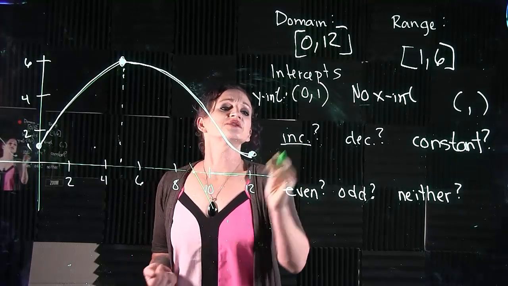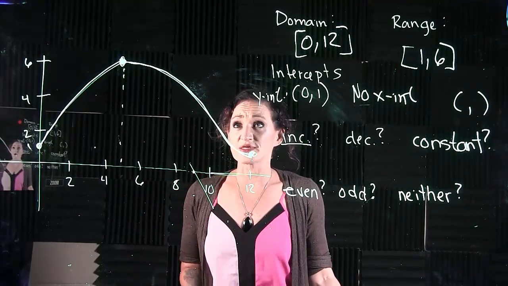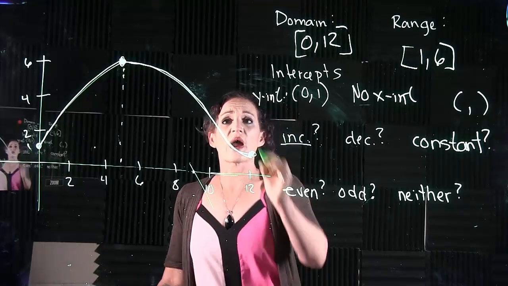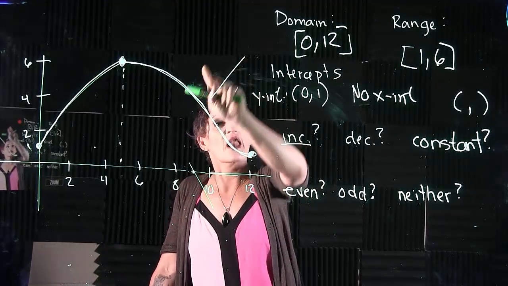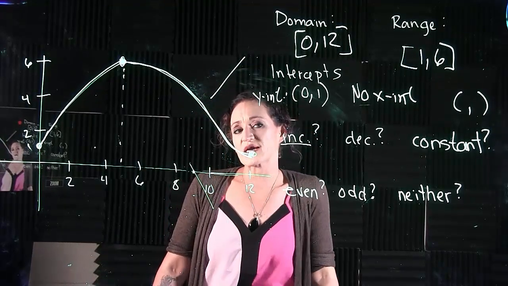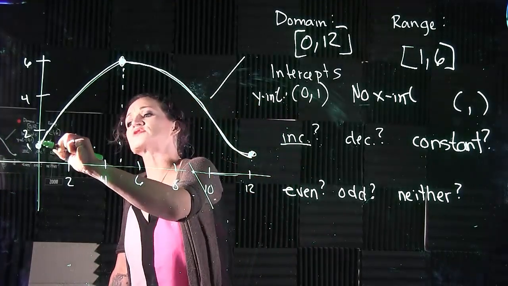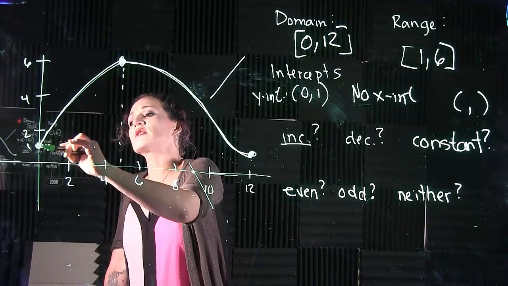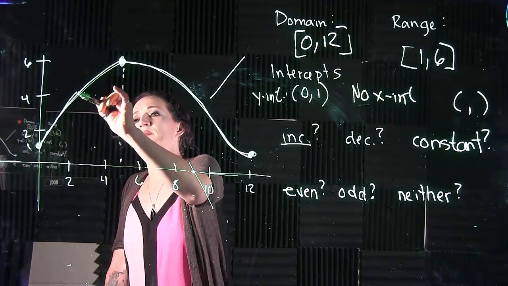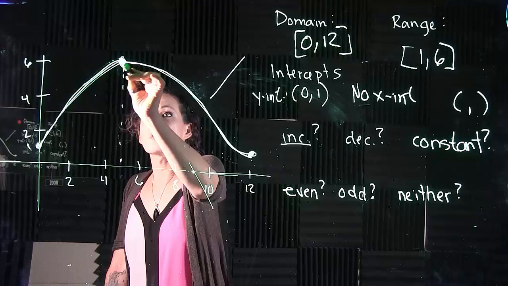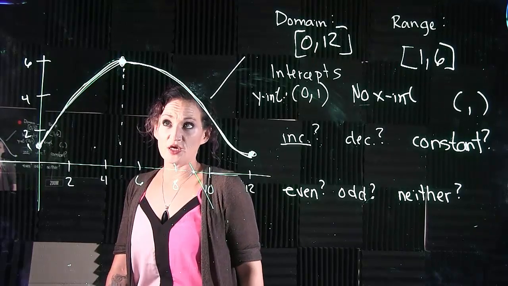So increasing is where does your graph have a positive slope? Looking left to right, where is it rising? Where is it climbing up, going in that upward direction? So if we take a look at this particular graph, our graph again starts at this point here. And if we take a look from this point, we're shooting up, up, up, going in an upward motion. That is what increasing looks like.